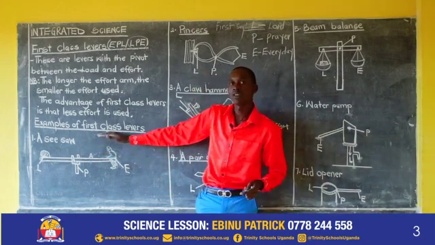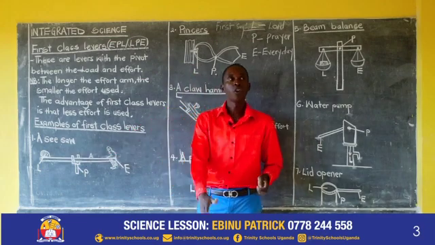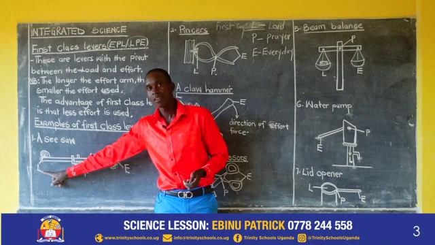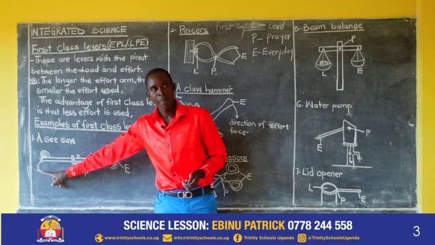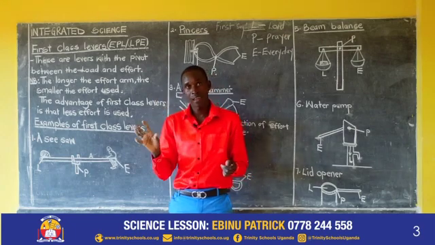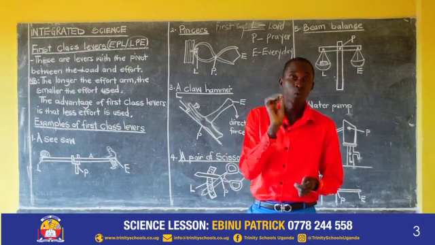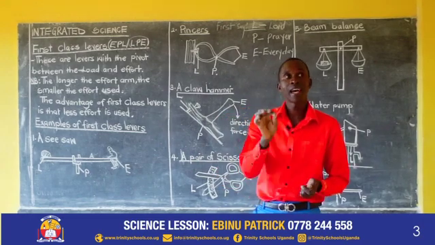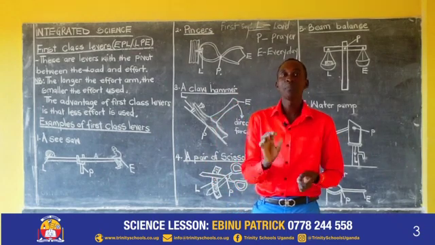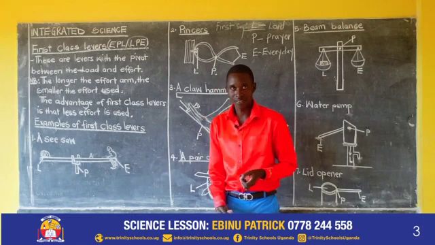On the examples of first-class levers, we are looking at a seesaw. Now, with a seesaw, we are seeing here, this side L stands for the load. I remember last time I was giving you those abbreviations, and I was saying load is also represented by L. Pivot can also be represented by P. Fulcrum can also be represented by letter F. And effort can also be represented by letter E.